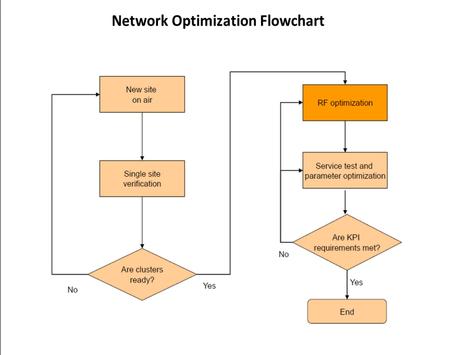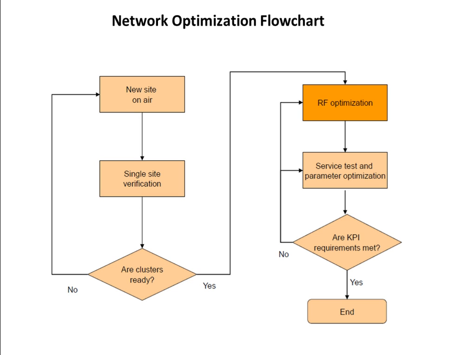If you see the overall network optimization flow chart, first the new site on air would be the starting point. You can do the single site verification, you can check the functionality of each of the cells, whether they are working well, connected with the backhaul and core network, configured within the core network, and integrated, so the basic functionality should be working.